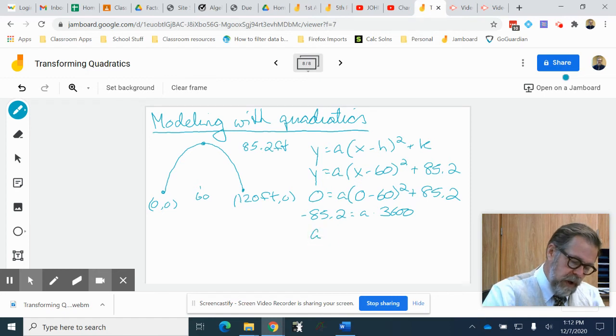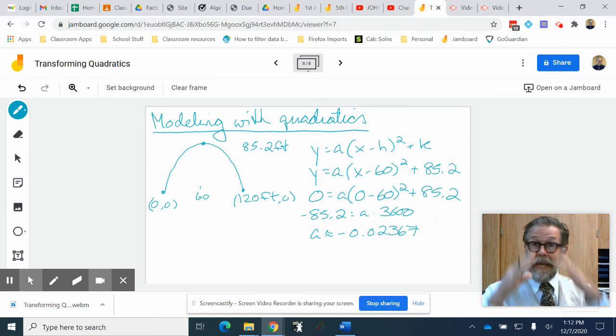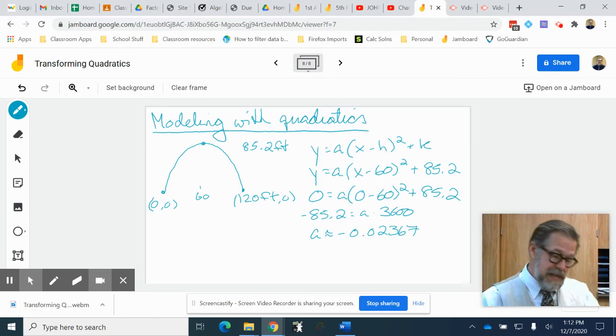Dividing both sides by 3,600, we get a is approximately negative 0.02367. Notice I did say that the negative would come out in the wash. You could put a negative in front of the a, but it just makes the calculations more complicated, and then you get a positive value of a.